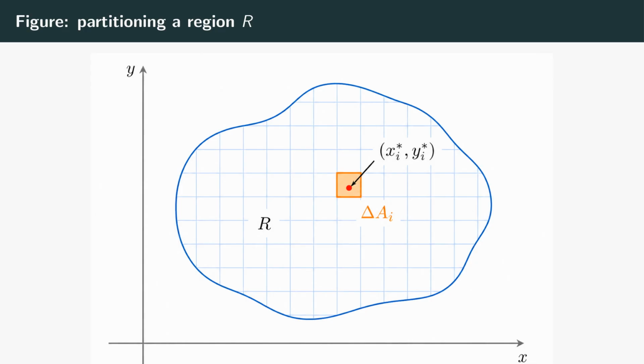Sum over all the pieces and you approximate the volume under the surface. Shrink the pieces, take the limit, the approximation becomes exact, and that limit is the double integral. Boundary cells aren't quite rectangles, but for any piecewise smooth boundary they contribute negligibly as the mesh shrinks.